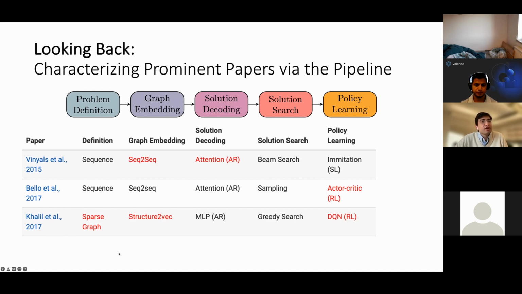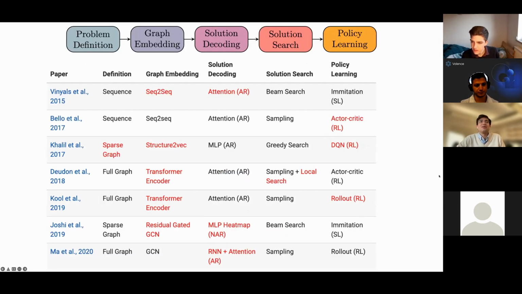Khalil's paper was the first one to have the graph perspective. So they introduced sparse graphs to represent these routing problems and other combinatorial problems. And at the time, one of the first GNNs called structure2vec, I think today maybe others are more popular, but structure2vec was one of the first GNN models from Georgia Tech, was used at the core of this model, and it was also trained via deep Q learning. So we can essentially use this pipeline to think about what were the innovations happening in the field. We can do more as well.